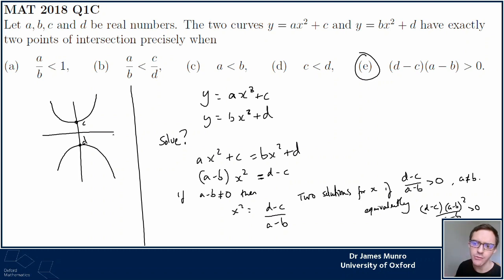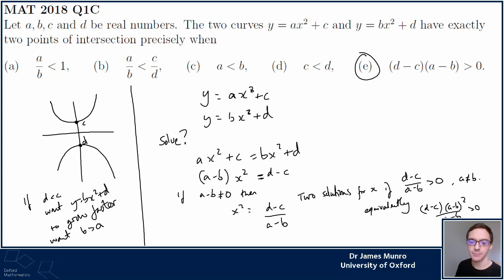I suppose what I want is, if D is going to be less than C, then I want this parabola to grow faster than the one above. I want bx squared plus d to grow faster so that it catches up with the ax squared plus c parabola. So I would want b to be bigger than a. Okay, that's one possibility. Or I could have them the other way round. If c is less than d, then I want a to be bigger than b.